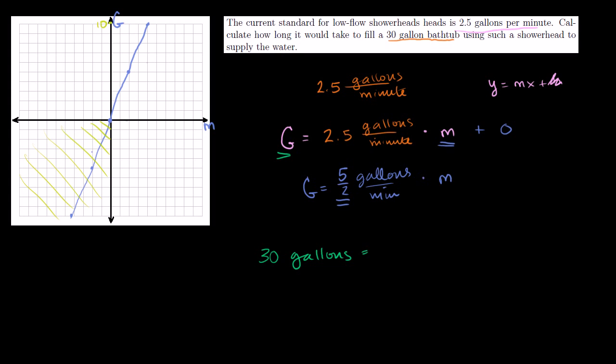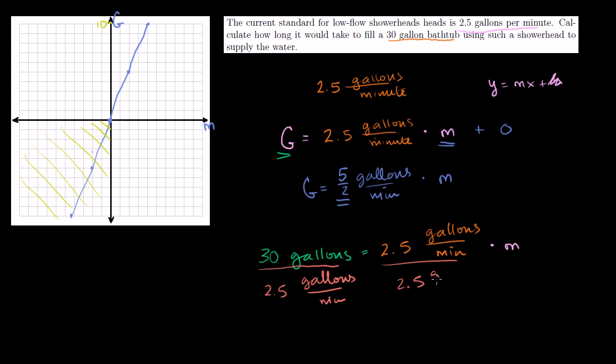30 gallons is equal to 2.5 gallons per minute times minutes. Now all we have to do to solve for minutes is divide both sides by 2.5 gallons per minute. I'm doing the units to show you that the units actually all work out at the end. So this will cancel out. It will just become a 1.